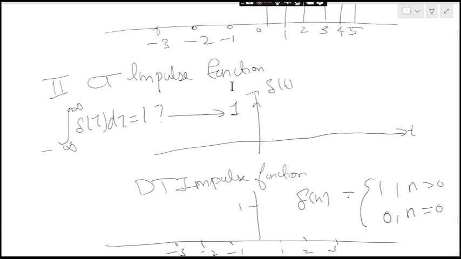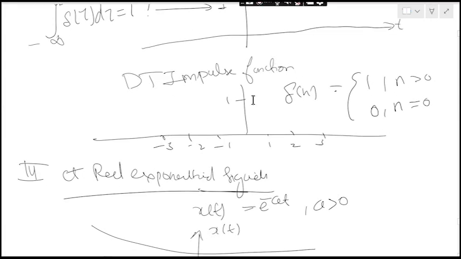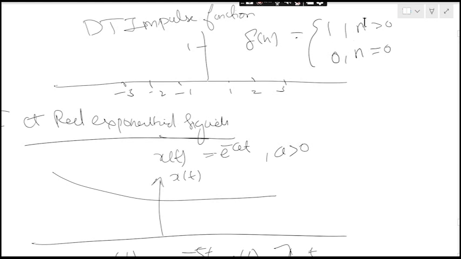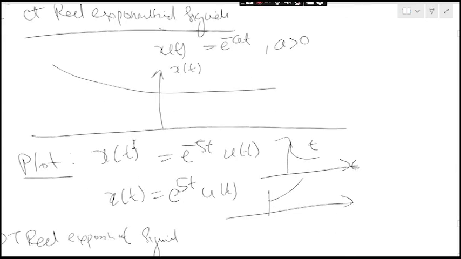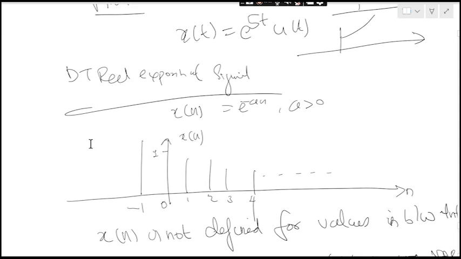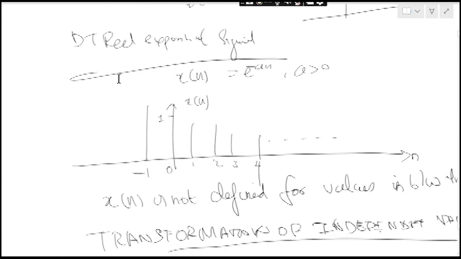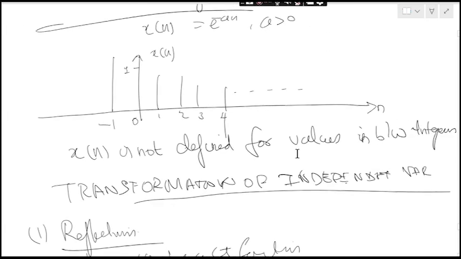Plotting the continuous impulse function, we are getting the integral from minus infinity to infinity. So the discrete impulse function appears the same, 1 to 0, but here n should be non-zero and n equal to 0. So the exponent signal is a straight line over here. This is the plot, the real-time exponent signal. The x of n is not defined for the values between the integers.